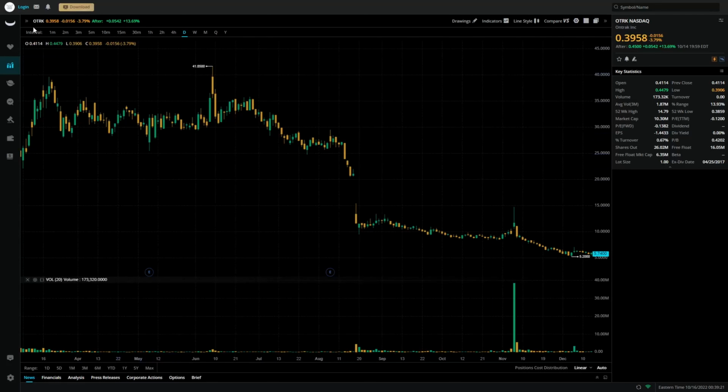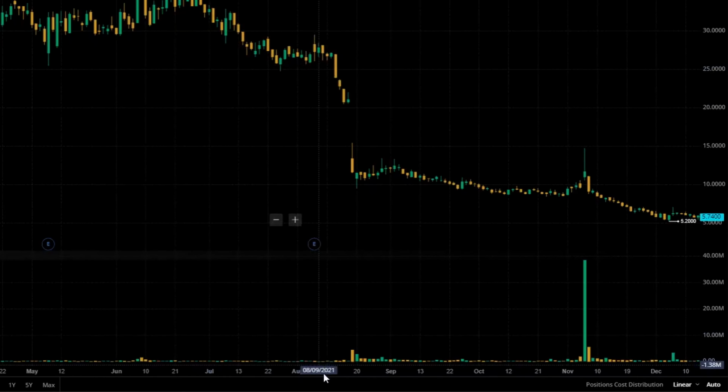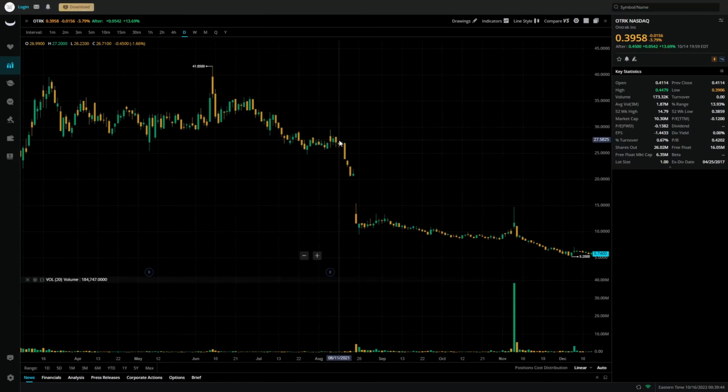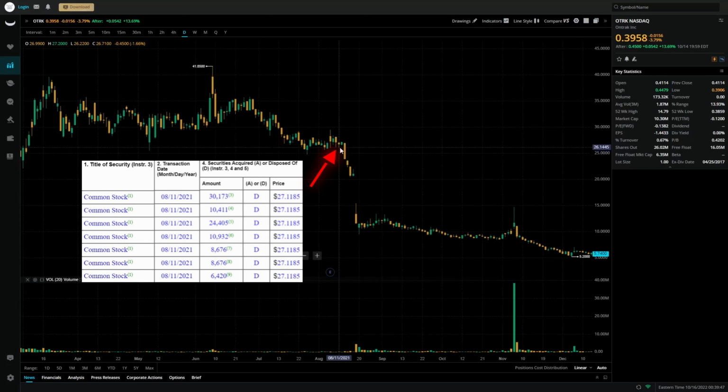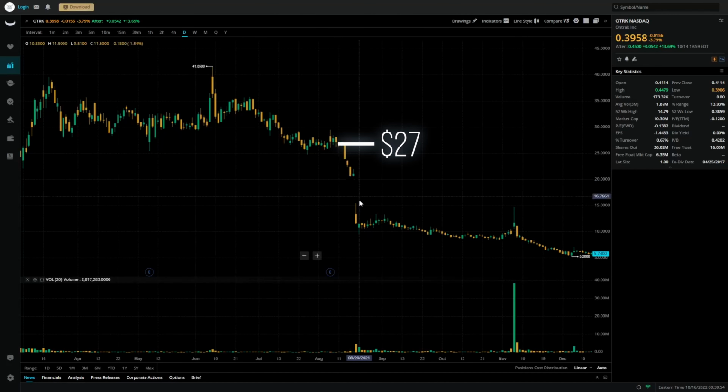So up on the chart, I have OTRK, and the date of that filing we just went over was on August 11th. So if we scroll down here and look at the date, August 11th, right here. This is the day the executive chairman of the company sold hundreds of thousands of shares, and look at what happened to the price afterwards. The price dropped from 27 to below 9 just within the next week.